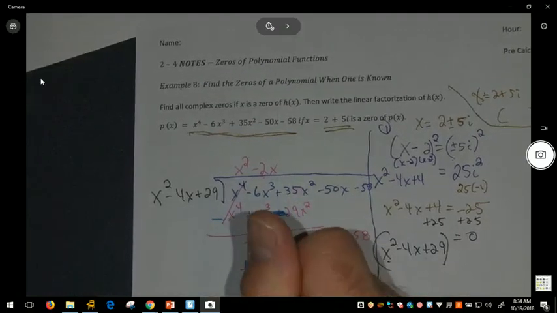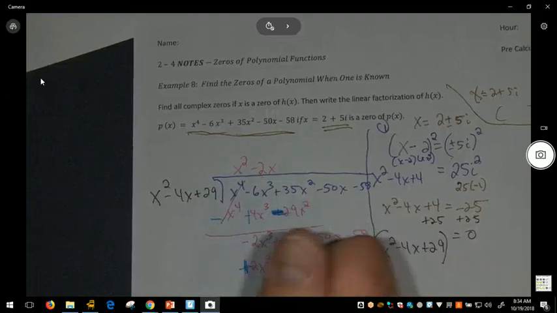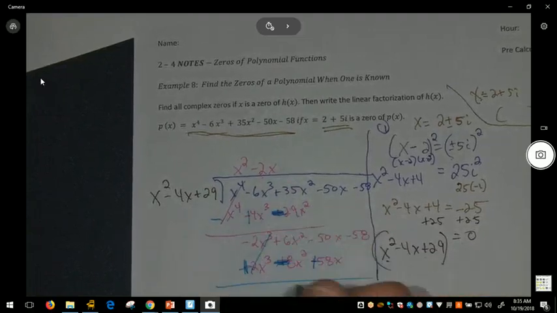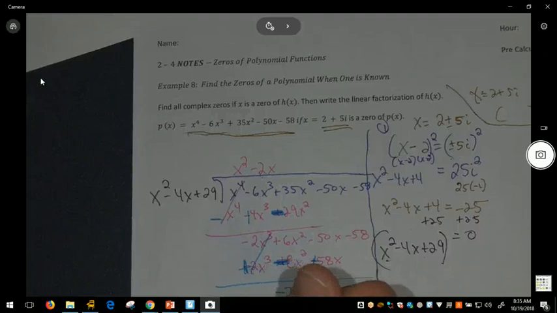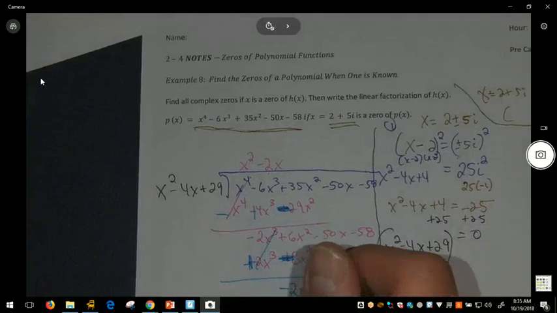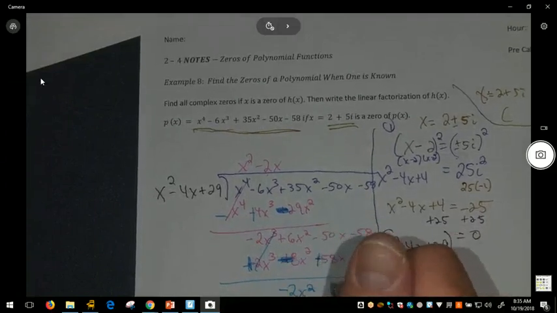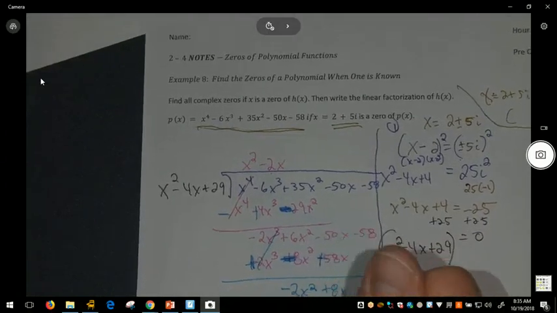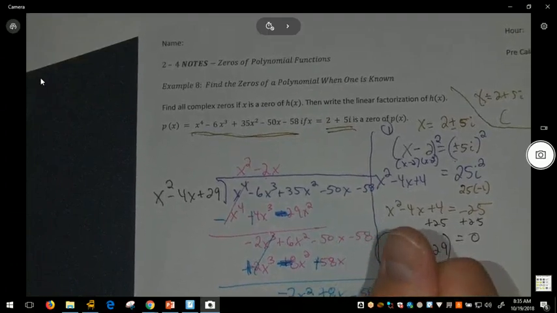Change the sign, combine like terms. I get negative 2x squared, that's not right. Yes. Plus 8x minus 58.